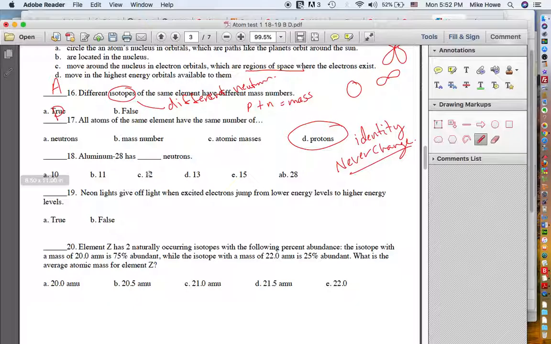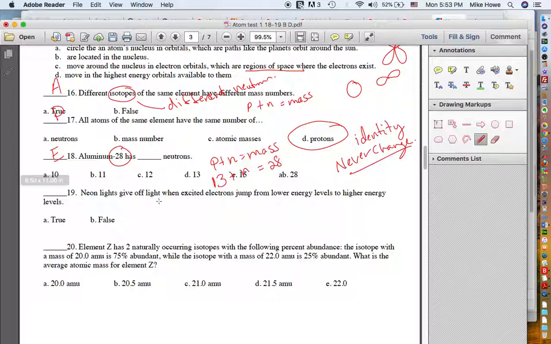Okay, aluminum 28. 28 is the mass. So protons plus neutrons equals mass. Aluminum on the periodic table has an atomic number of 13. So 13 plus N equals 28. So N would have to be 15. So the answer is E. 13 plus 15 equals 28.